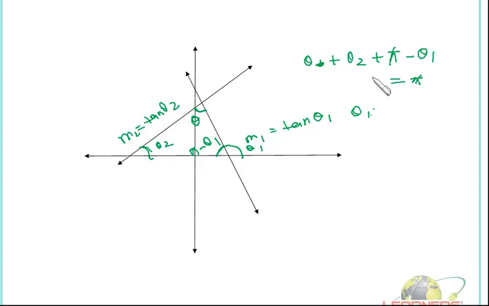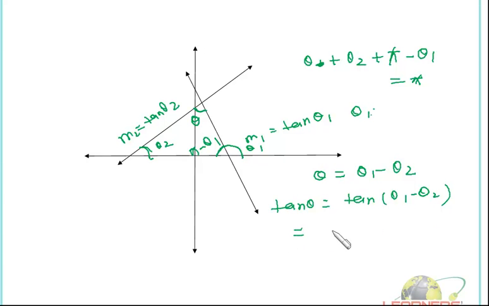So pi and pi cancel. That means theta is equal to theta 1 minus theta 2. Theta is equal to, it will go to the right-hand side, theta 1 minus theta 2. That means tan theta will be equal to tan of theta 1 minus theta 2, right?